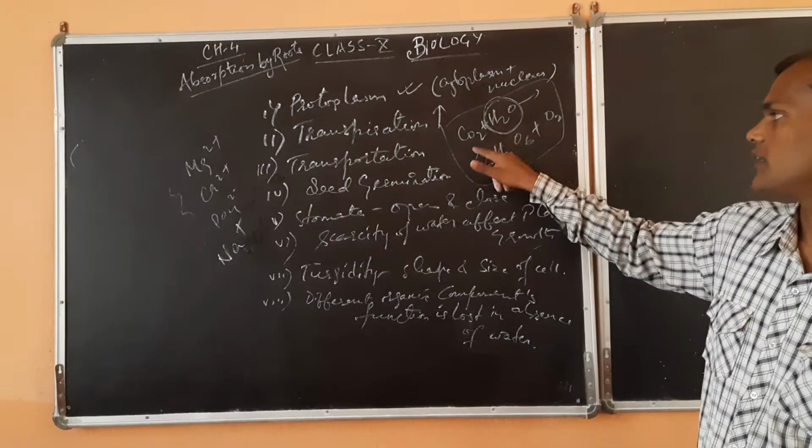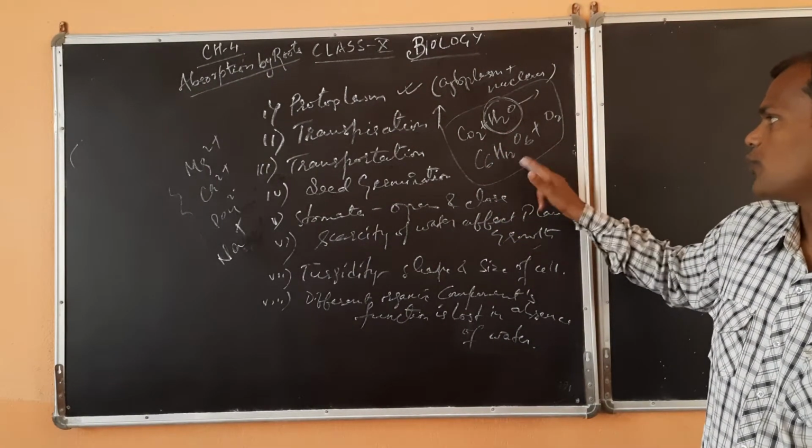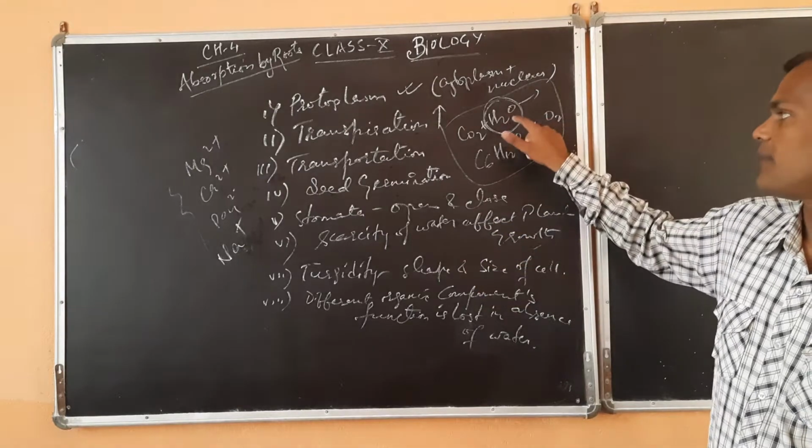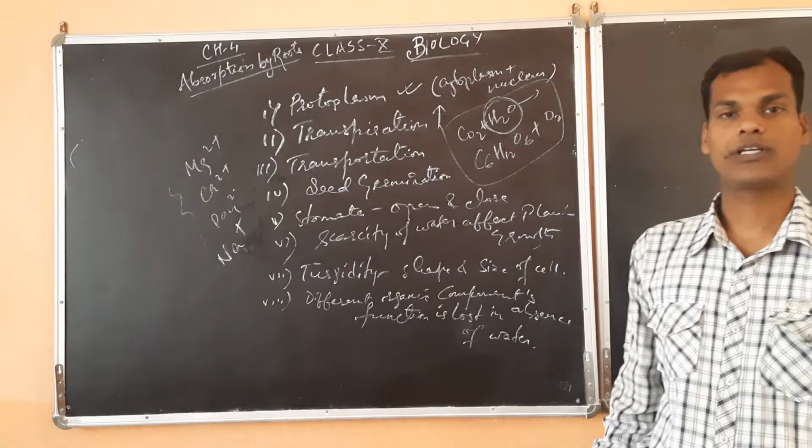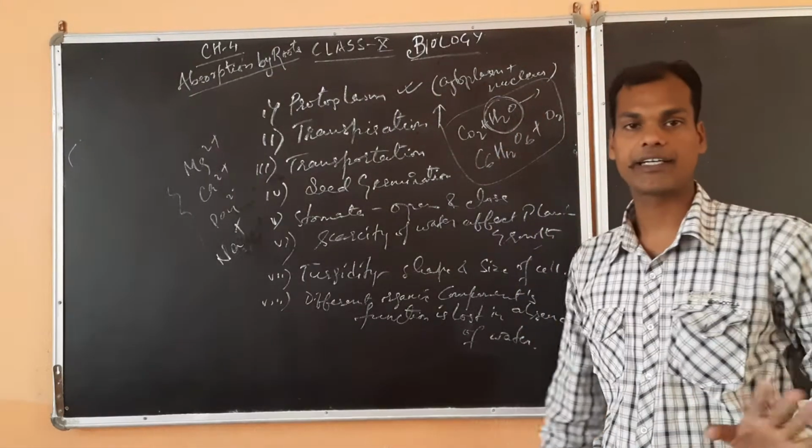Then the last one is for photosynthesis, the plants require water. Here you can see the skeletal equation, CO2 plus H2O gives glucose plus oxygen. So you can see the primary substrate is H2O, whatever is needed in the reactants.